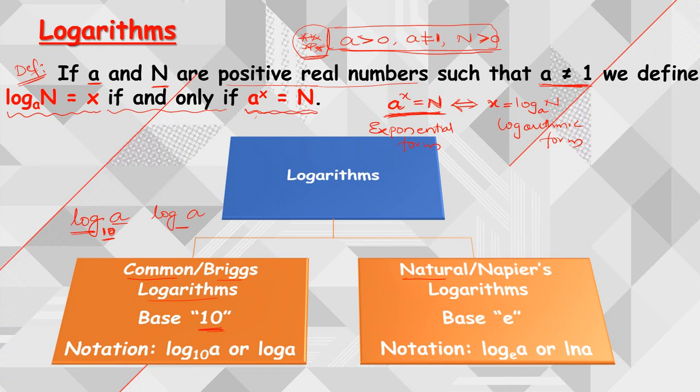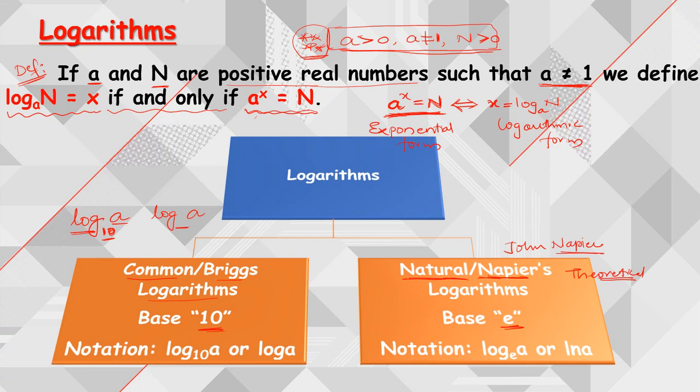Next one is natural logarithm or Napier's logarithm. This particular logarithm we are going to use in our physics and chemistry. Wherever we are having theoretical calculations, there we are going to use this natural logarithm or Napier's logarithm. It was introduced by John Napier, the mathematician who introduced these logarithms. On his name, this natural logarithm was given.